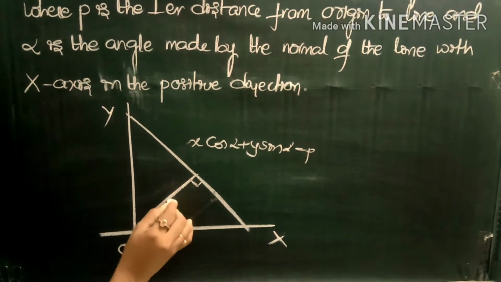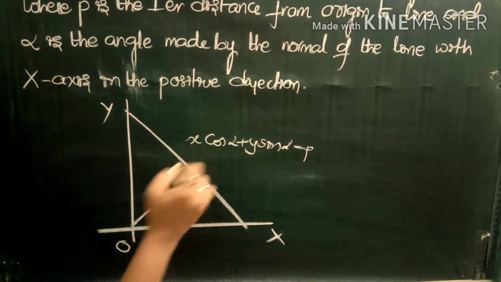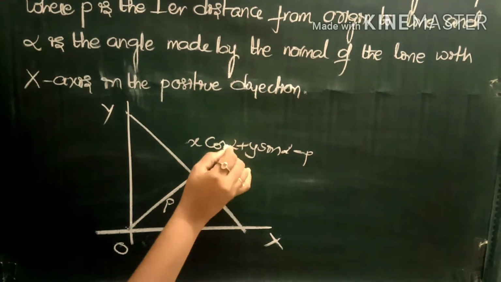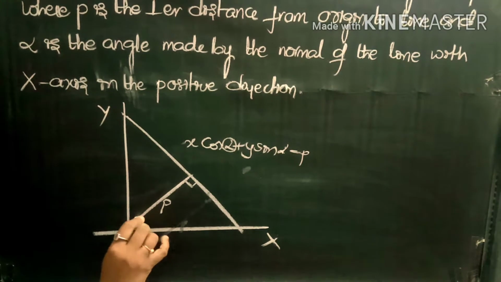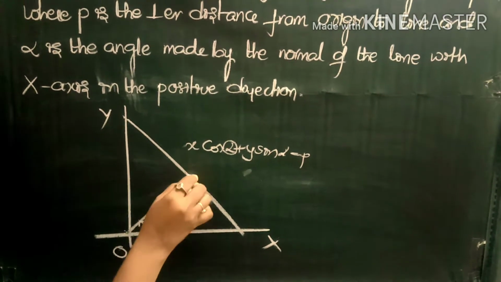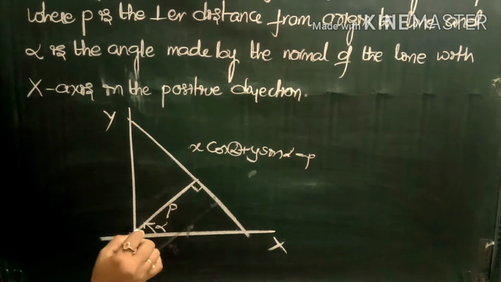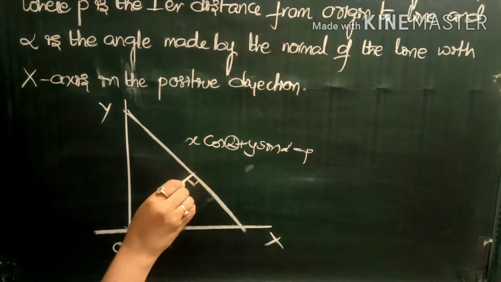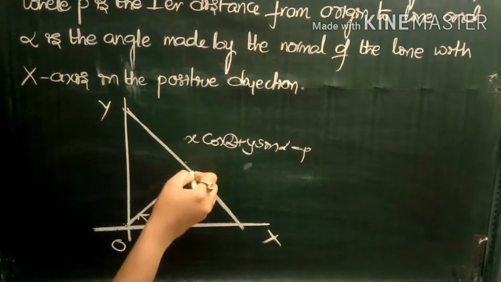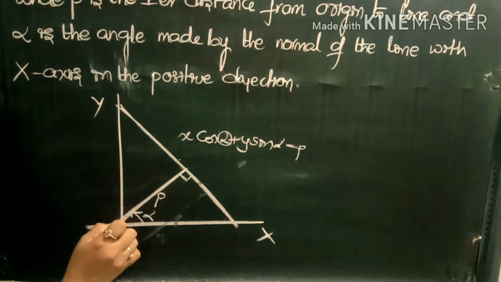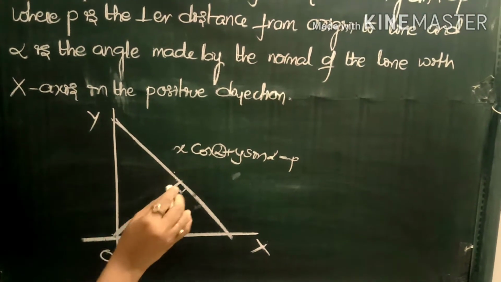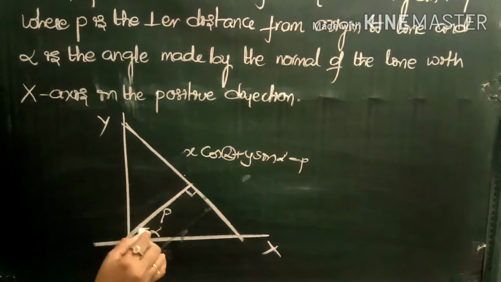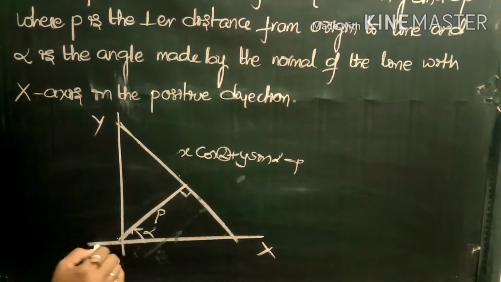This value is taken as p, perpendicular distance from origin to the given line, and alpha is the angle made by the normal of the line with the x-axis. This is the line, this is the required line. This is the perpendicular line of the given line. Perpendicular means normal. Normal is nothing but the perpendicular. So the normal of the line makes an angle alpha with the x-axis.